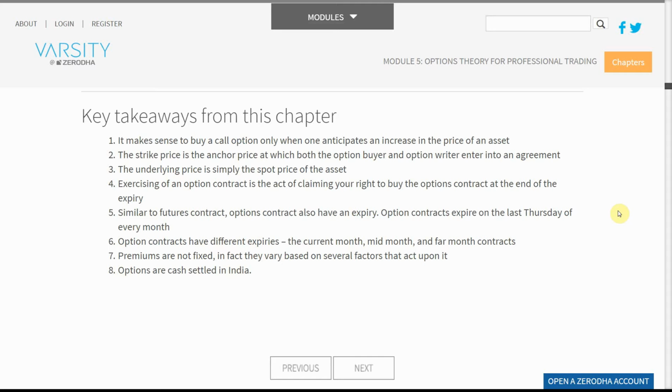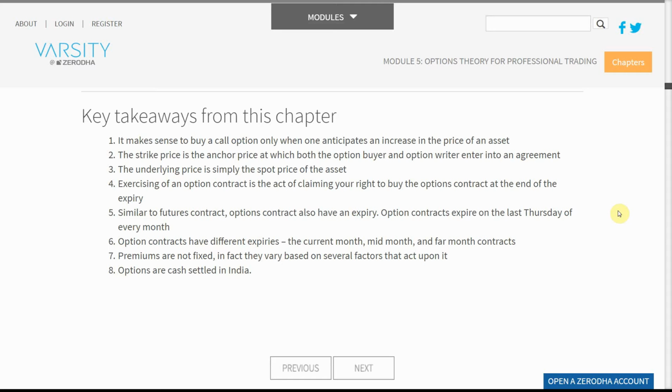Exercising of an option contract is the act of claiming your right to buy under the options contract at the end of the expiry. Similar to futures contracts, options contracts also have an expiry. Option contracts expire on the last Thursday of every month. Option contracts have different expiries: the current month, mid-month, and far-month contracts.